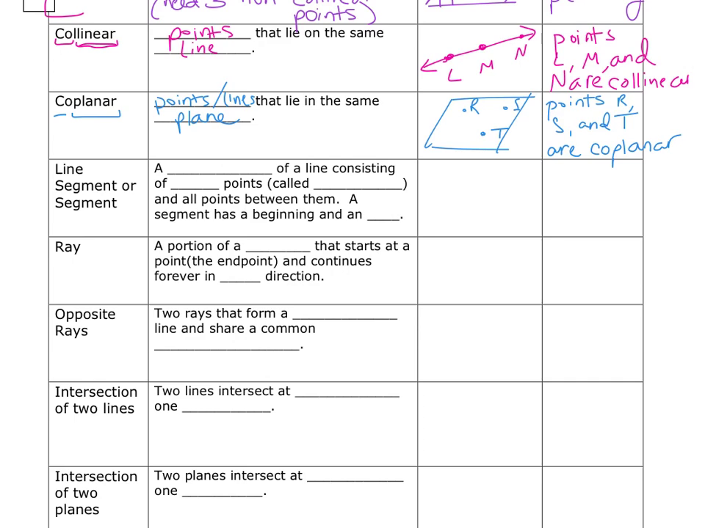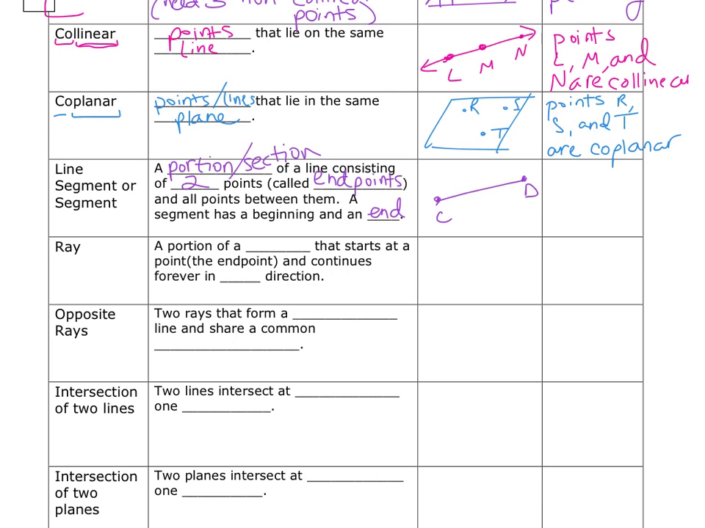We have talked about what a line is. So now a line segment, or just a segment, is a portion or just a section of a line consisting of at least 2 points. We call those 2 points endpoints. And our segment is the portion of that line, but it contains everything between those 2 points. And a segment has a beginning and an end.